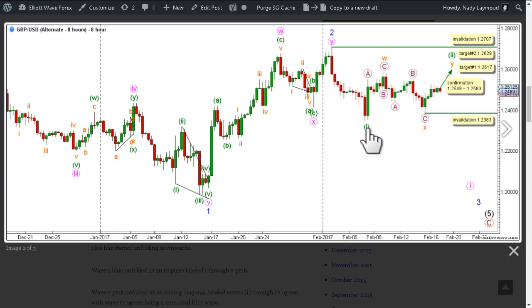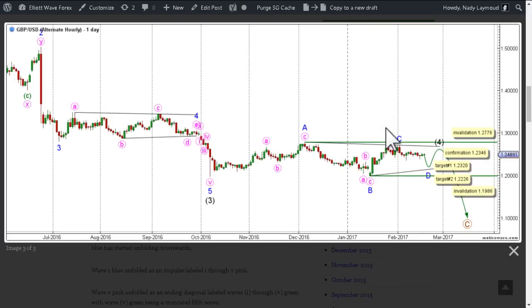We will move now to the second alternate count, which does not add much more value, but provides us with an alternate view for the recent sideways movement. This count expects that wave 4 black is incomplete and that wave 4 black is unfolding as a running triangle labeled waves A, B, C, D, and E blue, with waves A through C blue complete and wave D blue is unfolding towards the downside.